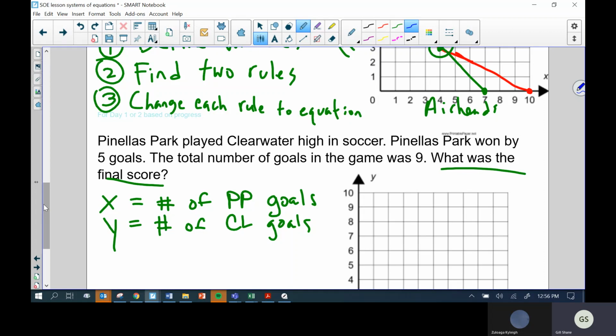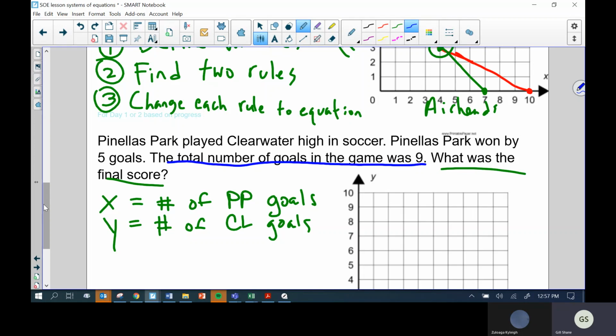I don't know what the final score was. I don't know how many Pinellas Park scored. I don't know how many Clearwater scored. But I know that the total number of goals was 9. That is a rule. Don't know how many each team scored individually, but I know their total has got to equal 9. So how do we make an equation out of that?